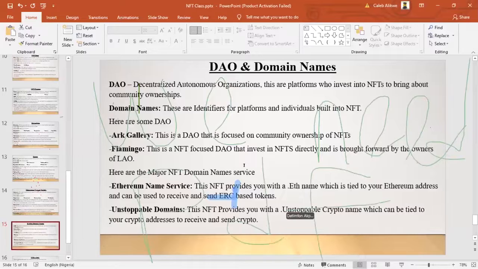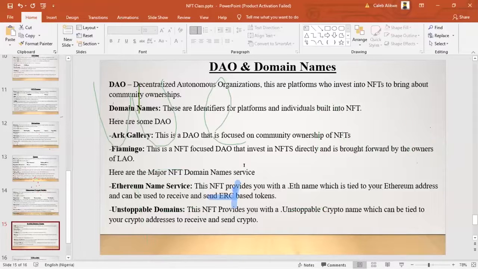This NFT provides you with the Unstoppable crypto name, which can be tied to your crypto address to receive and send crypto, just like Ethereum Name Service. So you could connect your Bitcoin address and some other cryptocurrencies to this domain name and receive your crypto easily without having to write the long keys.